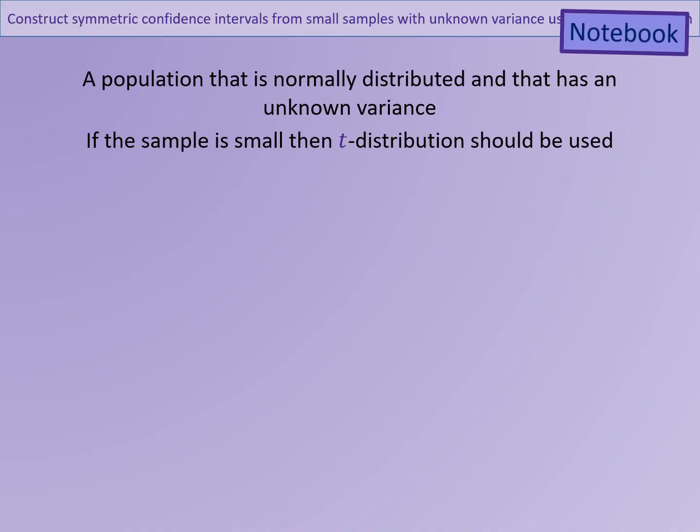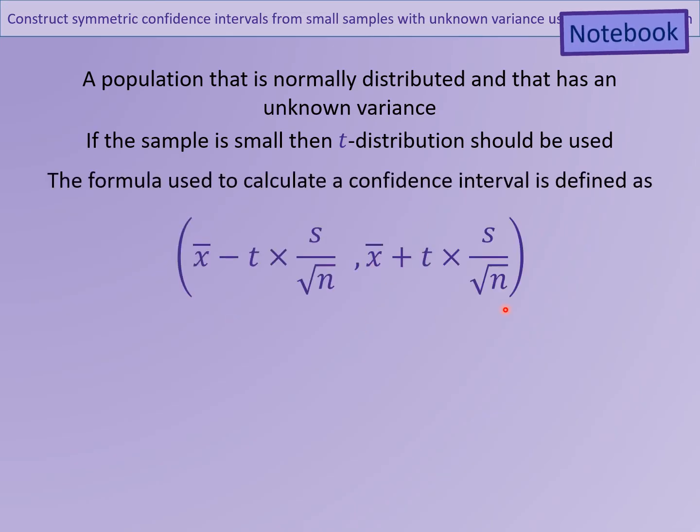Okay, so what we're going to do is look at how to use it with confidence intervals. So a population is normally distributed. That's good, that's important. And has an unknown variance or an unknown standard deviation. Both of those are important. The sample size is small. Right, then what you should use to work out your confidence interval is this formula just here.